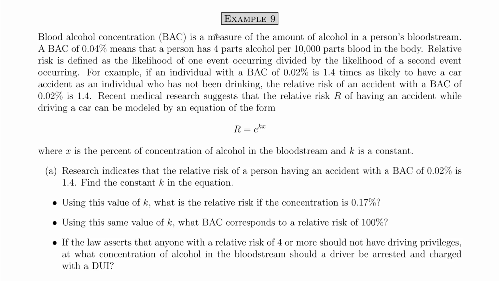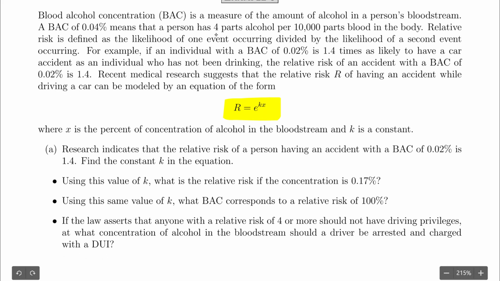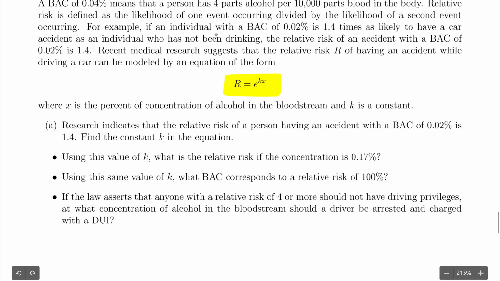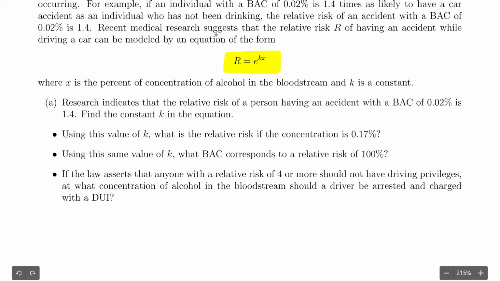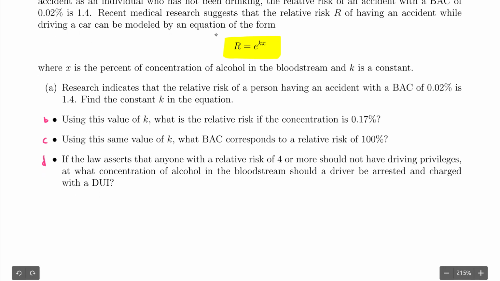We're given a formula that illustrates the relative risk of having an accident while driving a car, dependent upon blood alcohol concentration, where X is the percent of the concentration of alcohol in the bloodstream and K is some constant. So for parts A, B, C, and D. For part A, it says research indicates that the relative risk of a person having an accident with a blood alcohol content of 0.02 is 1.4. Find the constant K in the equation.